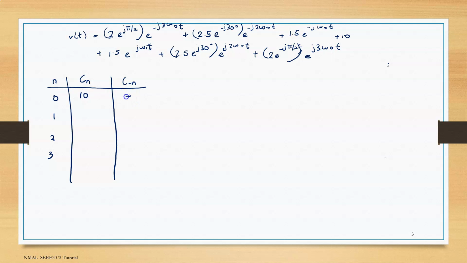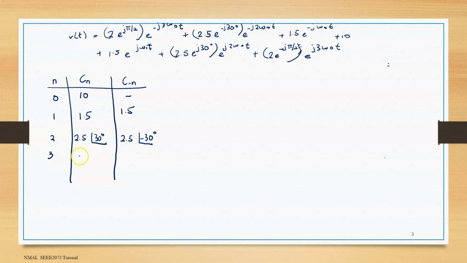So you put 10 here, there's no negative part, and then n equal to 1 is 1.5, which refers to this equation. And for c negative n, it should be 1.5 as well, because this is the conjugate. Then for n equal to 2, this one is 2.5, and this component has 30 degrees. So this one refers to here. And for the negative part, you take this part, which is 2.5, however it has negative 30 degrees as its phase.